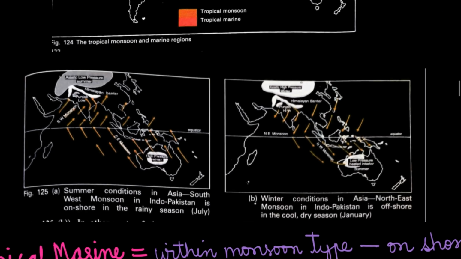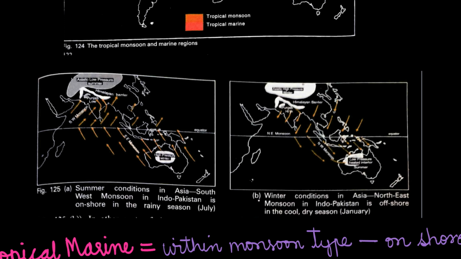This is a representation of the seasonal reversal of winds. During the summer conditions, there is a low pressure belt created near India, and there's a high pressure belt in Australia, because of which the southeast monsoon winds travel like this and then turn towards India, causing monsoon over there, causing the rainy season.